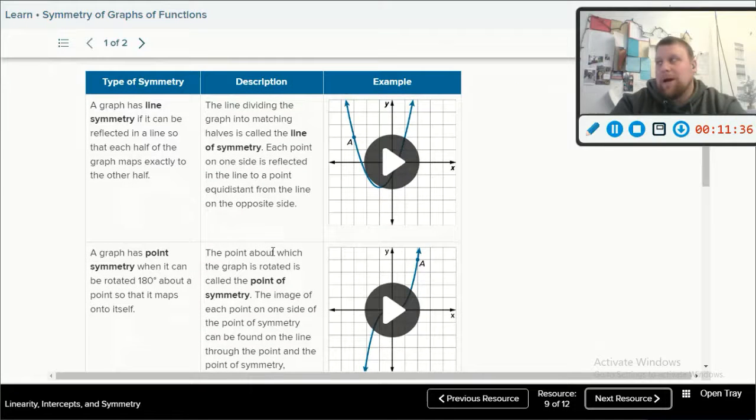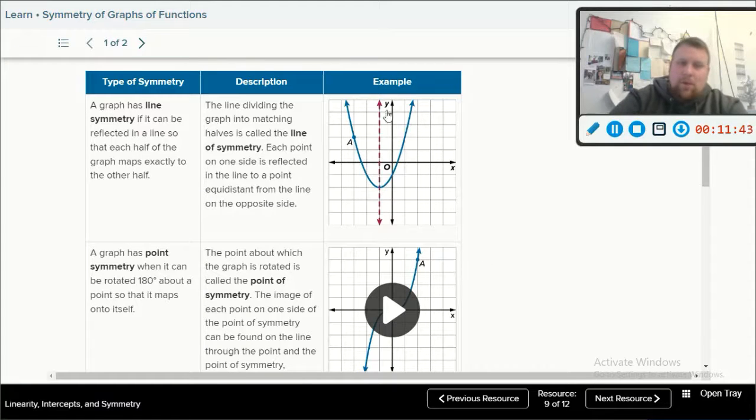Now we're going to talk about symmetry. I know we're just jumping around. So there's two types of symmetry. There's line symmetry that looks like this, where I can draw a line down the middle of a graph and it folds over on itself. That's that A to A prime, right? The distance between the two is identical. That happens in like a parabola type situation.